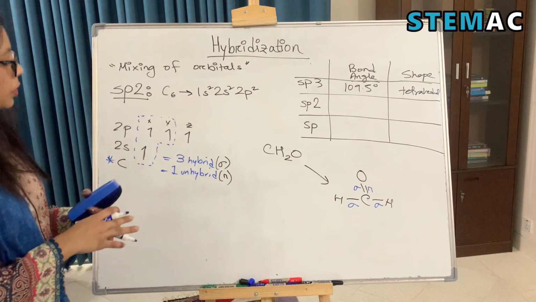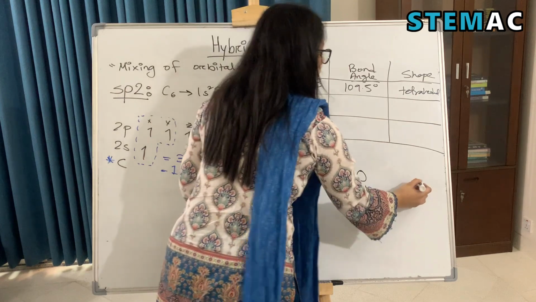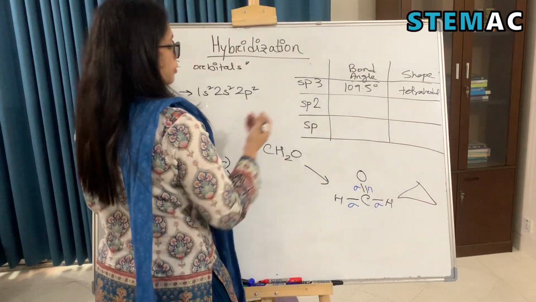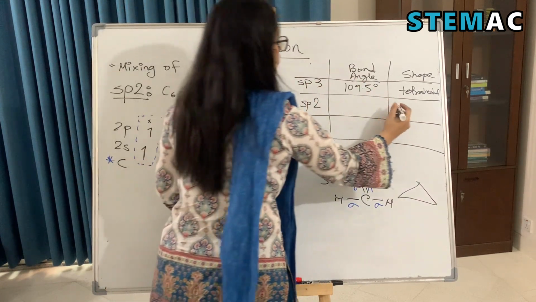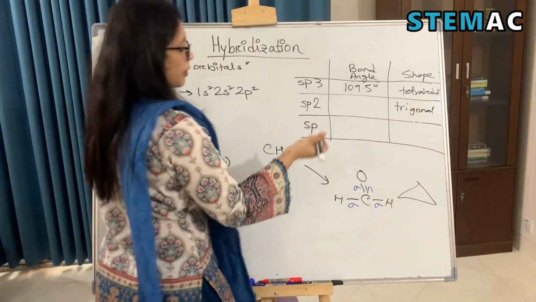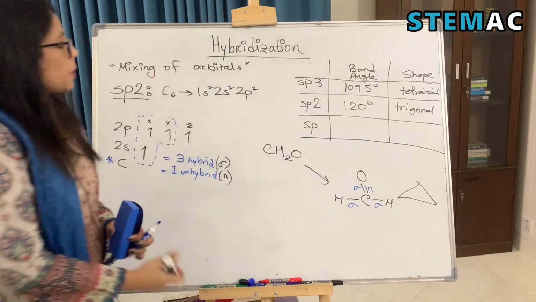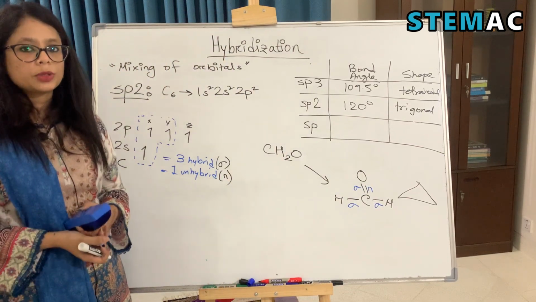And sp2 hybrid orbitals always have a trigonal shape. So for sp2, the shape will be trigonal, and trigonals have a bond angle of 120 degrees. So yeah, that's all about sp2.